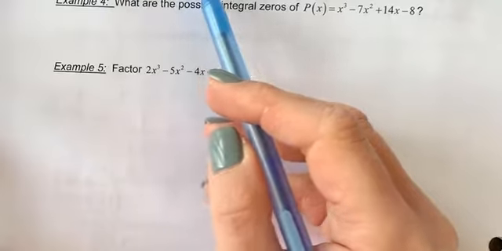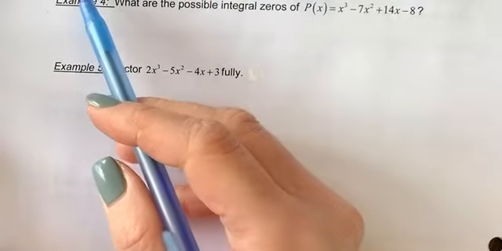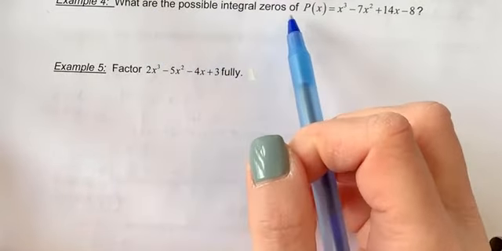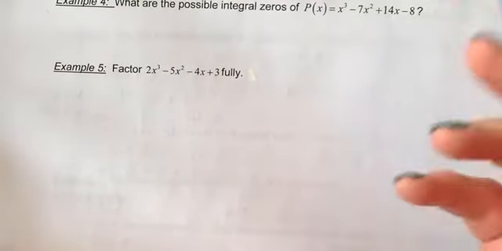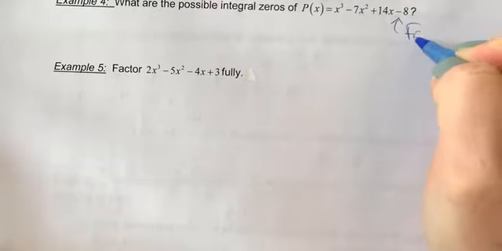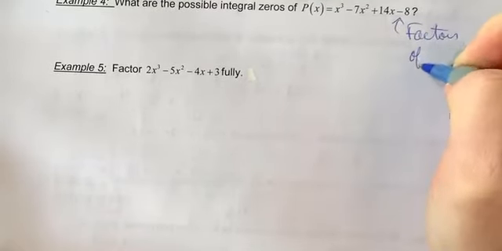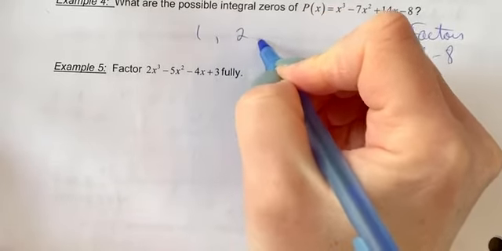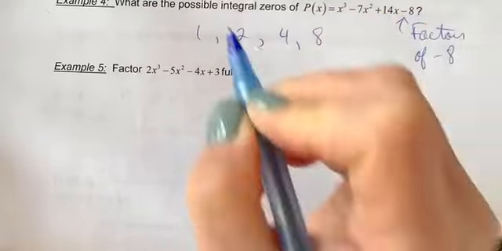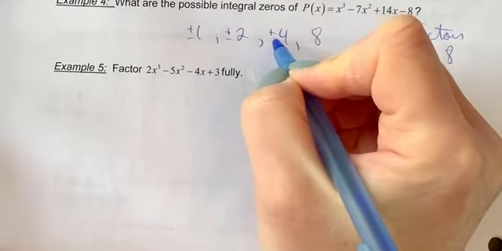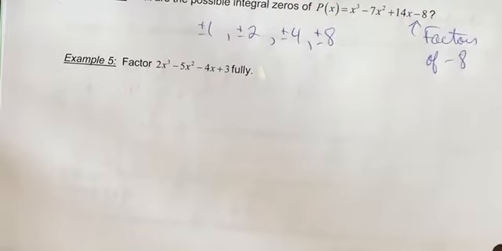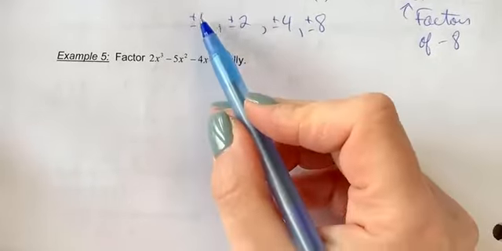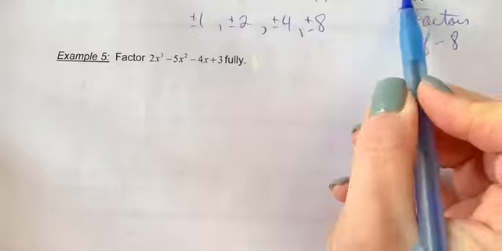The relationship between the factors of a polynomial and the constant term of the polynomial is stated in the integral zero theorem. So if we look at example 4, what are the possible integral zeros of this polynomial? All we're really going to look at are the factors of -8. So if I was to list the factors of -8, it'd be 1, 2, 4, and 8, keeping in mind that you could have two negative numbers, so we have to list all of the positive and negative factors for -8, because you could have a positive times a negative or a negative times a positive to make -8.